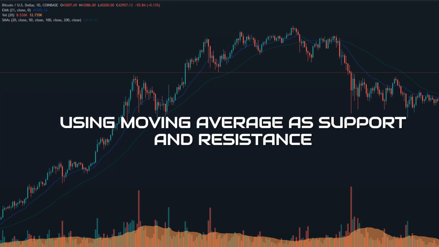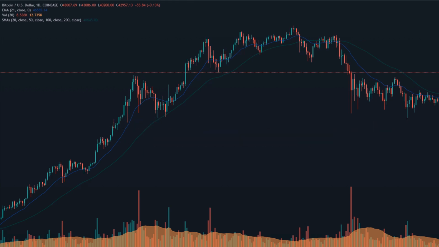Using moving average as support and resistance. This is the Bitcoin price chart with a 21 EMA and 50 SMA. When price action tends to stay above the moving average, it signals that price is in a general uptrend. Otherwise, it indicates that it is in a downtrend. Aside from identifying trends, the other important use of moving average is that they act as support and resistance. The longer term the moving average is, the more significant support or resistance it is.